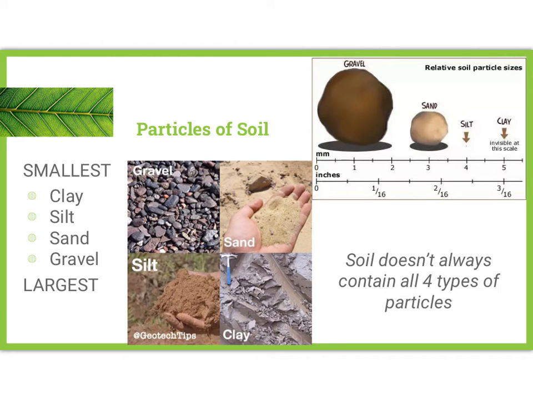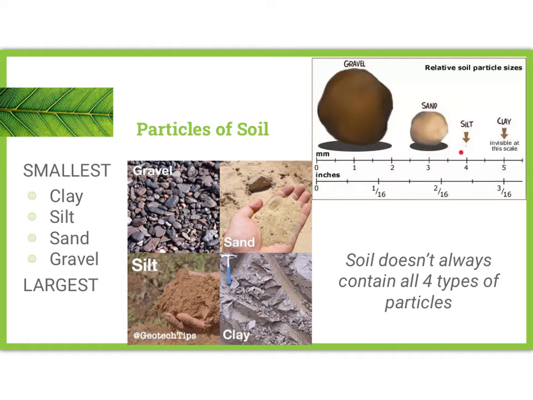Particles of soil are composed of 4 different things. From smallest to largest particle size: clay, silt, sand, and gravel. So I've given you a little scale here. Silt, the second smallest particle, is just a speck on this scale. All right, very, very small. Clay is invisible. Now, clay we think of as clumps. However, if you were to totally dry out clay, which is holding a little bit of water, it would be a very, very fine powder.